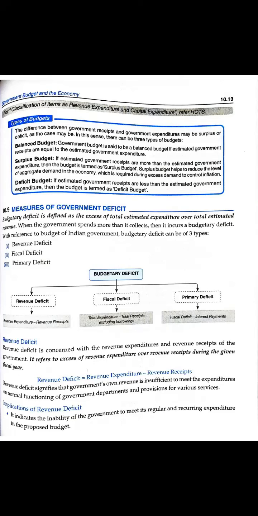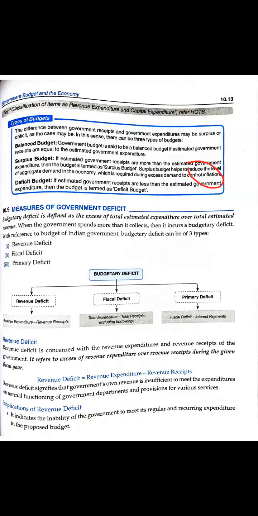Okay, so when we have more receipts, automatically what will happen? The surplus budget helps to reduce the level of aggregate demand. What is aggregate demand? The overall requirement of the nation. So it helps us to reduce the inflation. We can control the inflation. What is inflation? The increase in price is called inflation. So surplus budget helps us to reduce all the increase in price, that we call inflation.